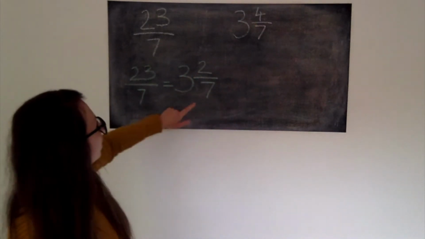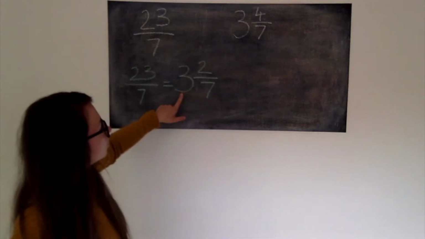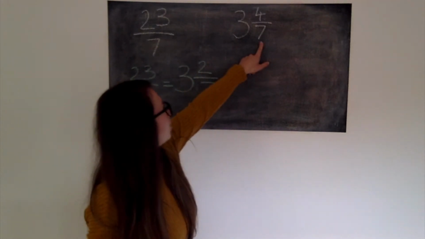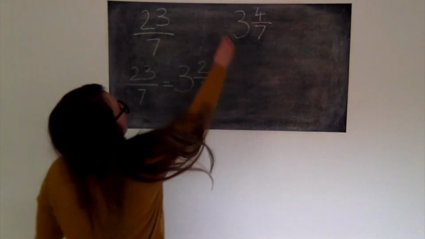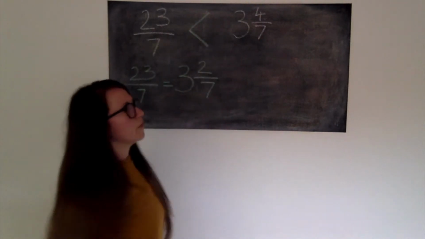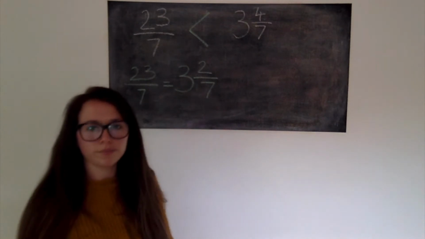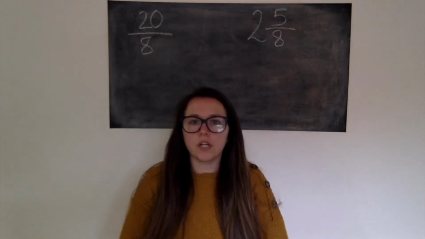Hopefully we can recognise that they've both got the same amount of whole numbers, and the denominators are the same. I would rather have 4 pieces of the cake than 2. Therefore, 3 4/7 is a greater fraction. Time to pause the video and I want you to have a go.